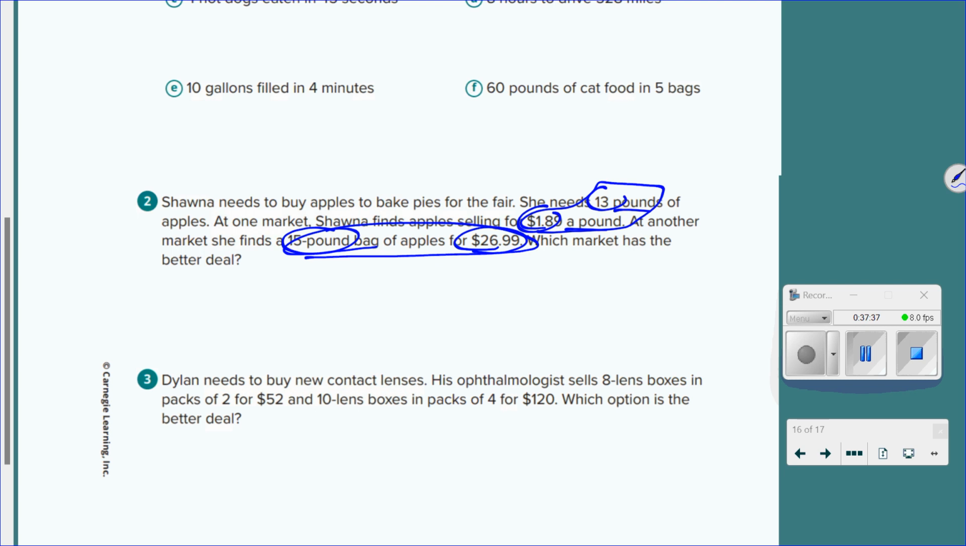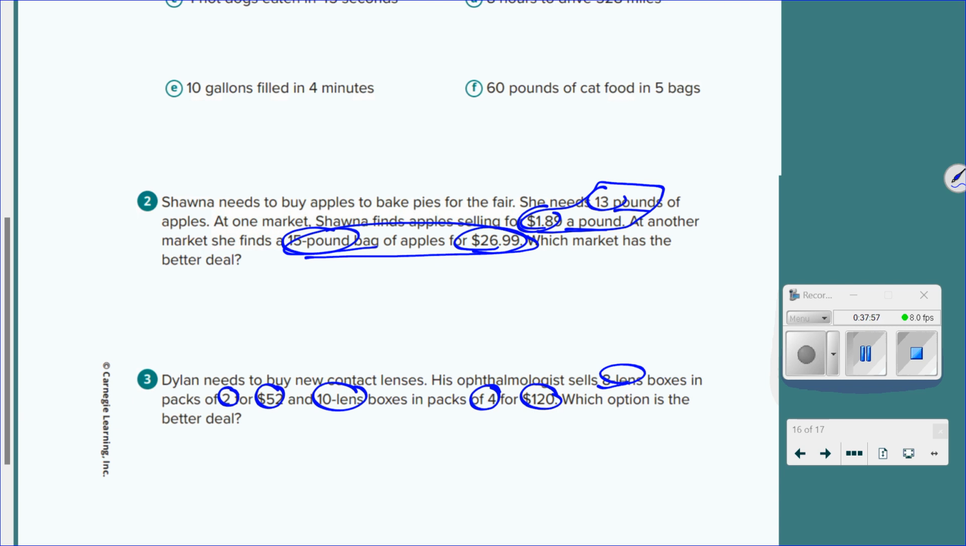This one, the key here, it's 8 lens boxes in packs of 2 for 52, 10 lens boxes, packs of 4 for 120. You need to figure out the price per lens. Realize the lenses are different. You got to figure out how many lenses are being sold in each set.